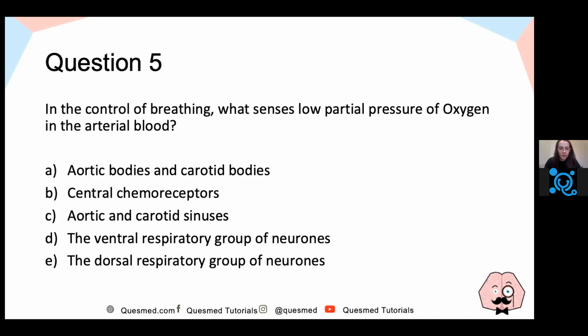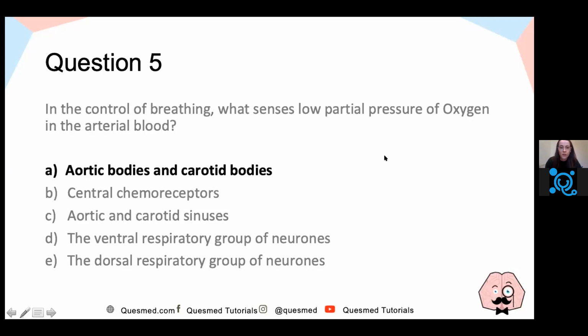Okay, has everyone had a chance to answer that one? Fantastic, so the aortic and carotid bodies is 56%. And then we've got some for the aortic and carotid sinuses and some for the central chemoreceptors. Okay, so the correct answer was the aortic bodies and carotid bodies.